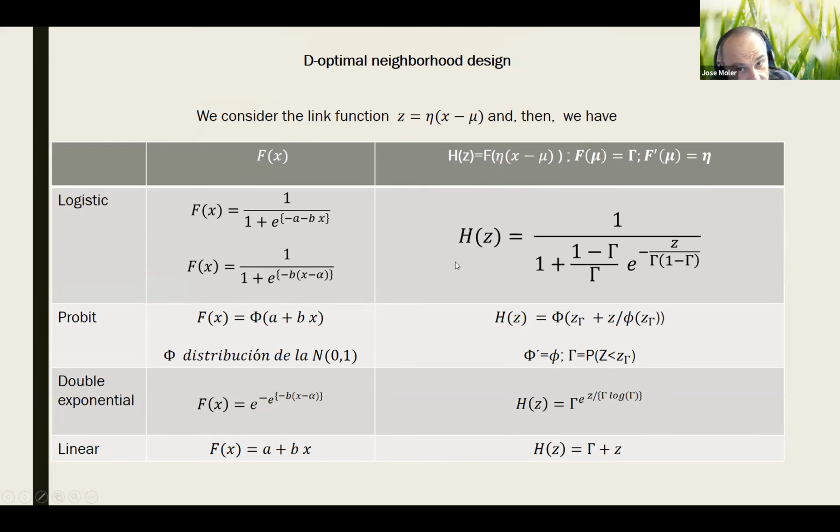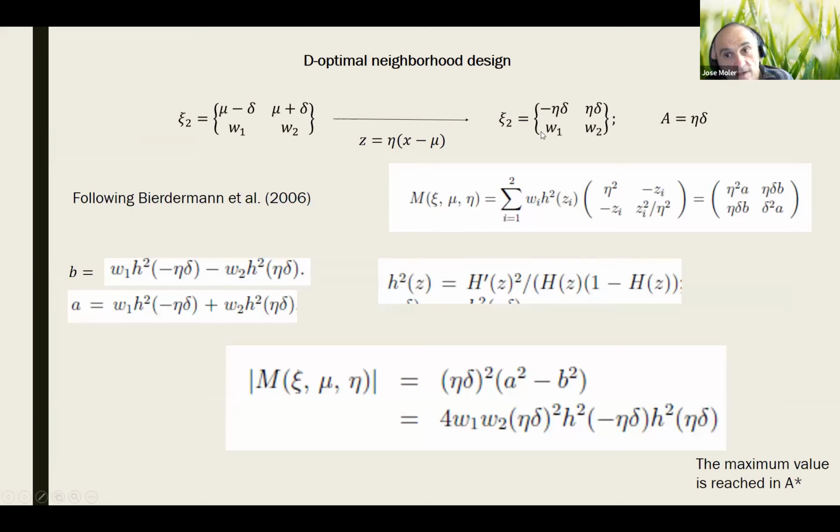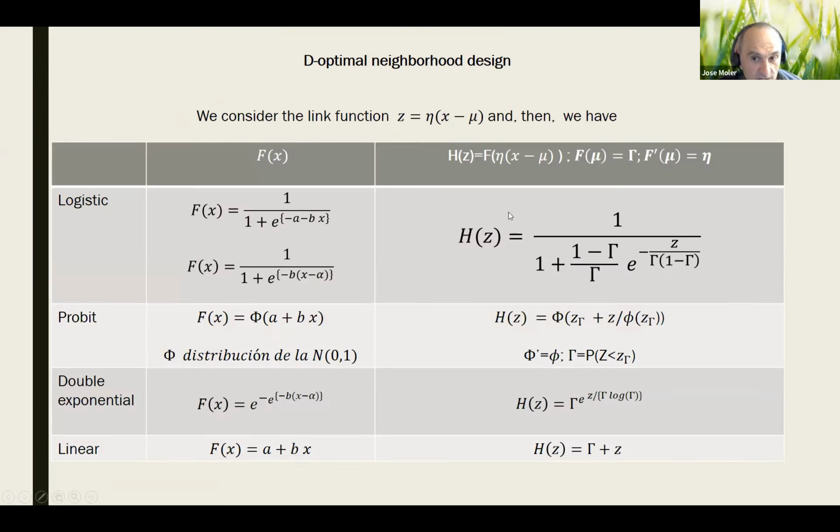So in the new space, the neighborhood design becomes this one. And here we see that in both design points appears the slope. And also we see that the optimal properties of a neighborhood design depend only on this parameter A, which is the product of the slope and the radius. I'm not going to explain this, but I'm only going to say that, following Biederman et al. results, we are able to write in a very easy way the determinant of the information matrix associated to the neighborhood design. Of course, for this expression to be valid, we need to use this reparametrization.